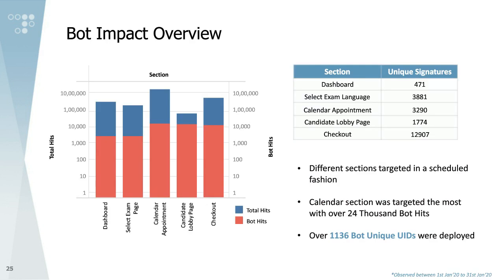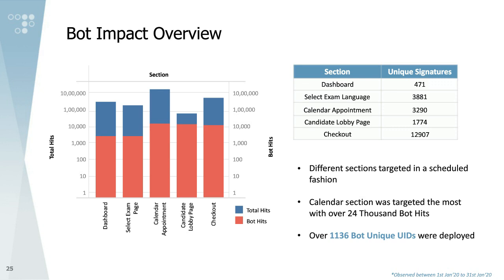The cyber criminals in this case created fake user IDs to log into the platform and perform fraudulent activities. They tried stealing exam content again in different languages, making appointments. Essentially, it's kind of a denial of inventory. If appointments are the inventory, the bots would fill them, so real users cannot make appointments. And then they try to check out.